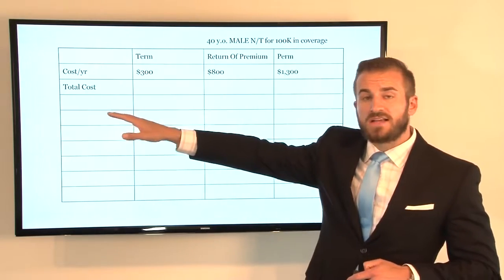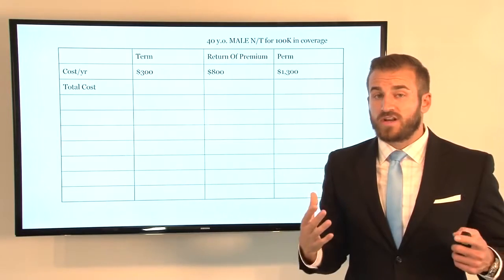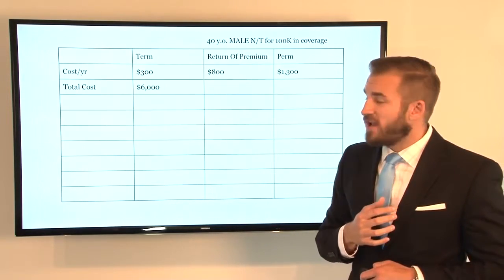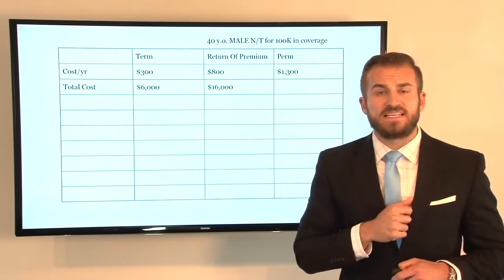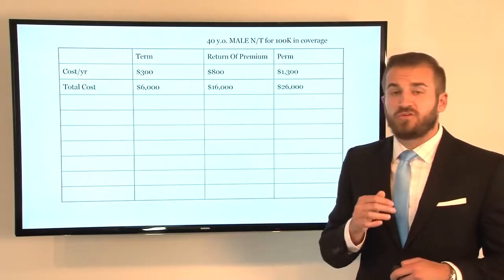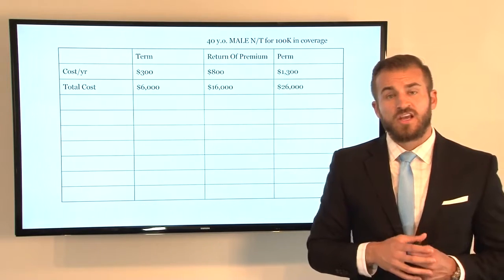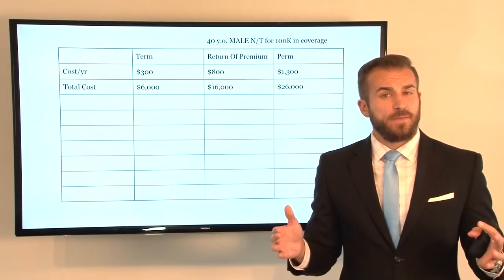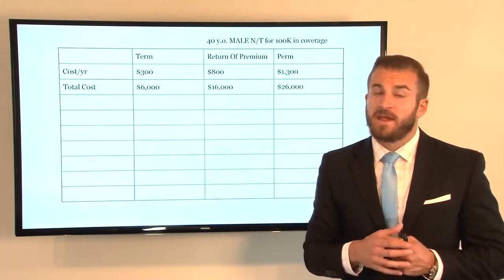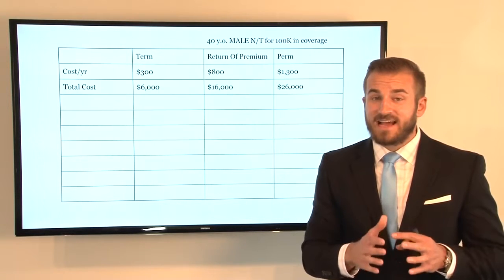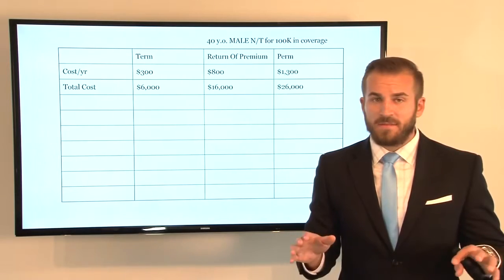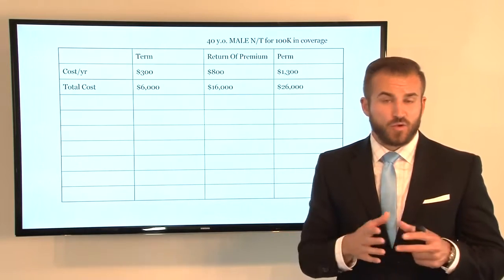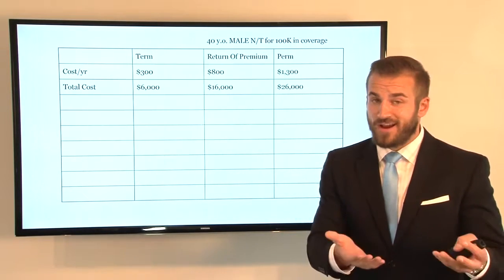What's the total cost that you pay over that 20-year time frame? Well, with the term policy, it would be $6,000. Return of premium would be $16,000, and the permanent would be $26,000. So that's the total cost that you paid over that 20-year time frame. But Mr. and Mrs. Client, that's not what we care about, right? That money's all gone. You already paid that money. That's already said and done. The 20 years is up. You didn't pass away. Congratulations.